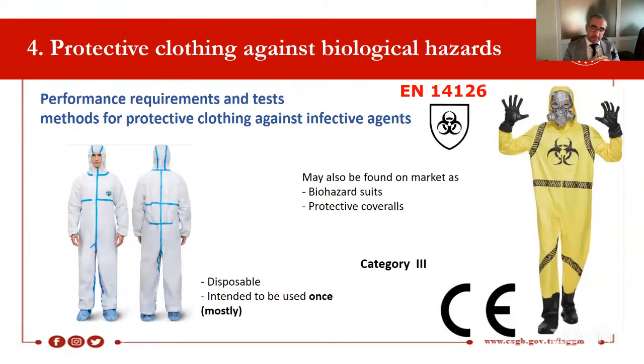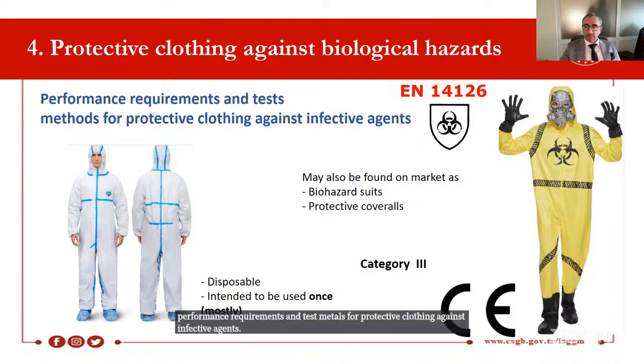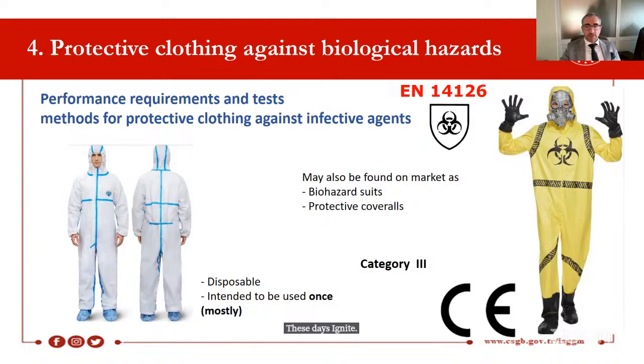Our fourth title is Protective Clothing Against Biological Hazards, or by the exact name of the relevant standard, against infective agents. The standard is EN 14126. Performance requirements and test methods for protective clothing against infective agents is the exact name. On the right, you see a coverall supplied with respiratory protective equipment.